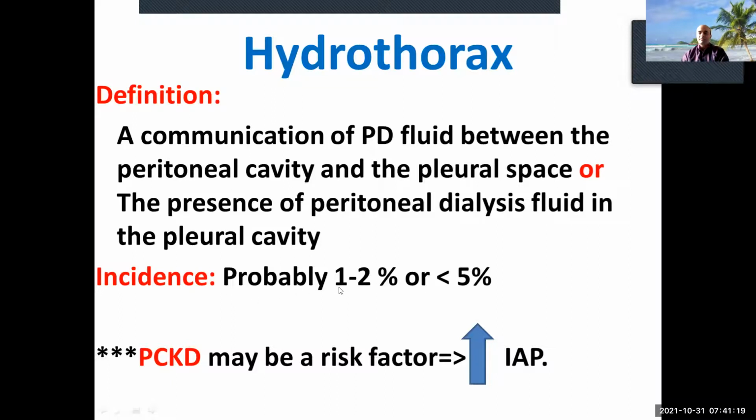1 to 2% is low, but you should put it in your differential diagnosis for any patient with shortness of breath. Especially a patient with polycystic kidney disease is at high risk, because the polycystic kidneys already take a large space in our abdomen and lead to increased intra-abdominal pressure. Don't forget this: hydrothorax in a PD patient with shortness of breath is communication of the PD fluid from the peritoneal cavity to the pleural space, with peritoneal fluid present in our pleural cavity. The incidence is 1 to 2% or less than 5%. Polycystic kidney disease is the most common risk factor because it increases the intra-abdominal pressure.